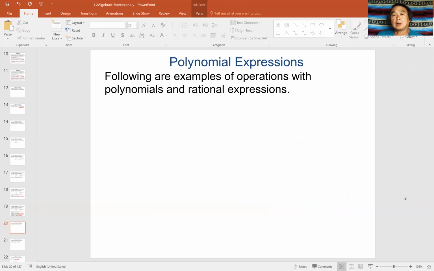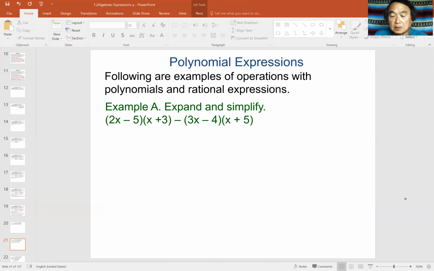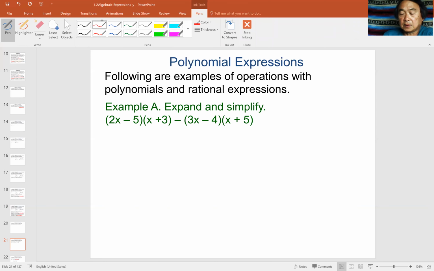What do we do? A little review on polynomial operations. Here is an example, a brief review on how to multiply. In particular, these problems ask us to do two sets of multiplications, then subtract the results. So let me remind you how we multiply these two. x times x, so 2x times x is 2x squared.